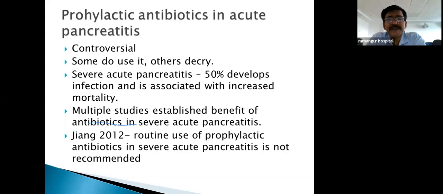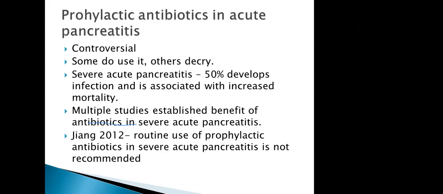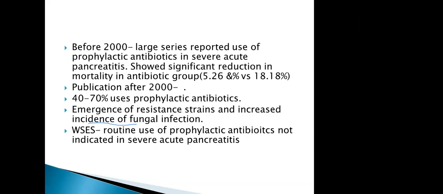So what is the role of prophylactic antibiotics in acute pancreatitis? This is controversial. Some do use it, but others decry. Severe acute pancreatitis in 50% develops infection and is associated with increased mortality. Multiple studies have established the benefit of antibiotic in severe acute pancreatitis, but some studies also decry use of prophylactic antibiotic in severe pancreatitis unless there is documented infection superadded on that severe acute pancreatitis.